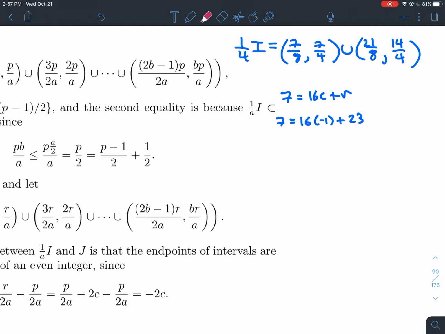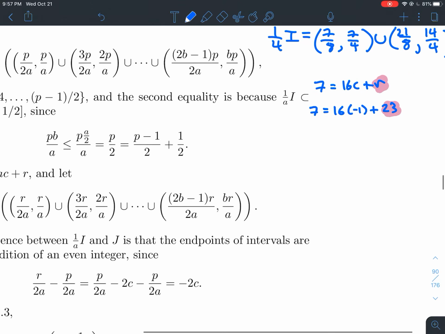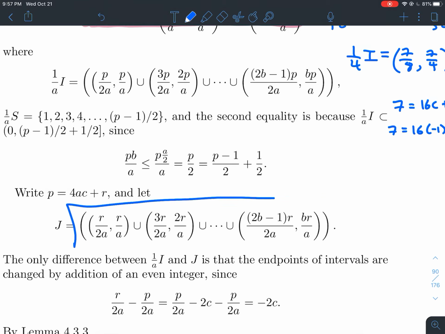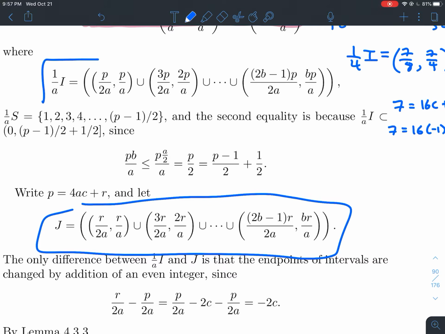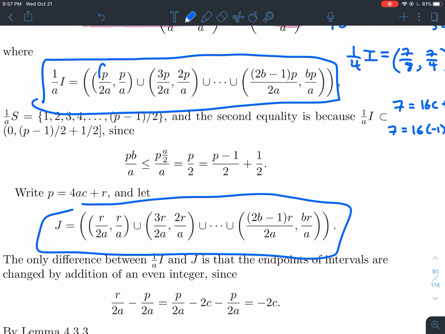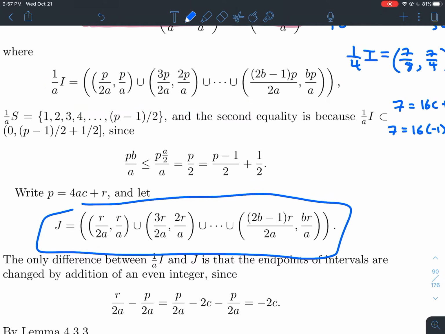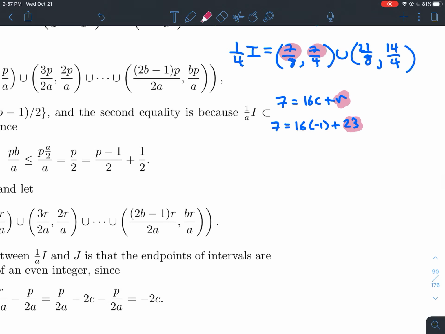So what I'm going to do now is make a new set. My r here is 23, so r is 23, we've got that down. And now I'm going to make this new set J that they reference right here, where I hope you see, if you compare J here with 1 over A times I, it really looks like I'm just replacing all the P's with R's. So check that out. You literally are just replacing all the P's with R's. Okay, let's do that. So here is my example. Let's replace everything that I see with a P with my 23 instead.